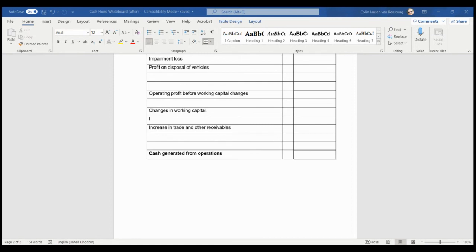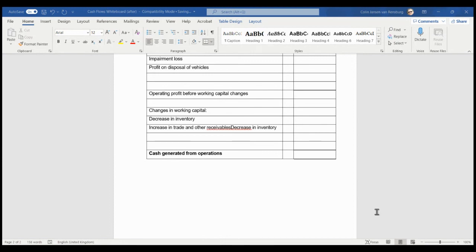Sorry, normally we do the inventory first and then the debtors. So let's say there's a decrease in inventory. Let's just type it slightly differently. Decrease in inventory. Now, why didn't it type anything? Because I didn't open the window. That's why. Decrease. Okay, decrease in inventory. Let me just go back to collaborate.